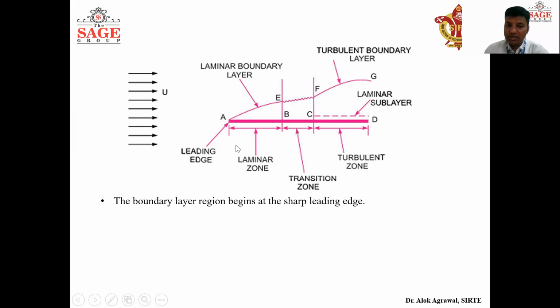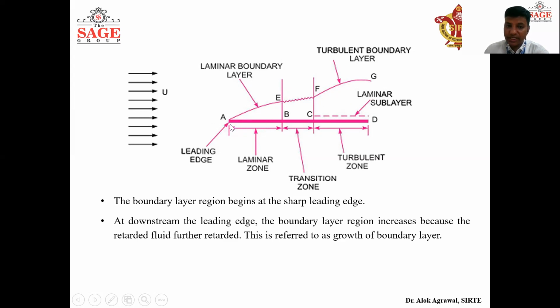So the boundary layer region begins at the sharp leading edge. Downstream of the leading edge, when we move from A to D, the boundary layer region increases. Why is it so? Because the fluid which is retarded by the influence of this boundary will be retarded further.